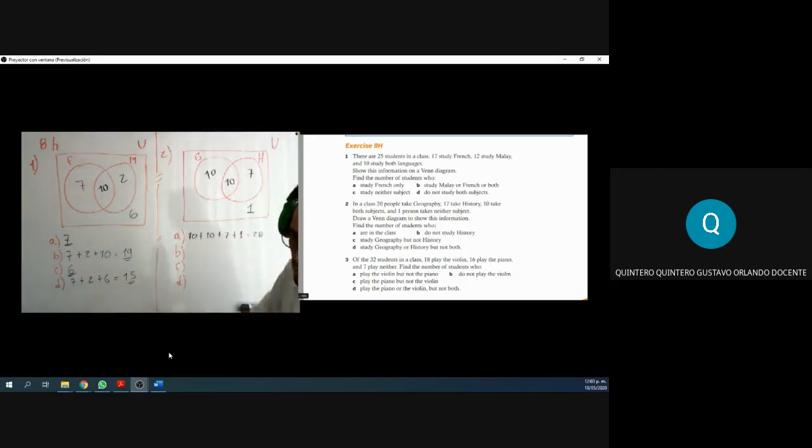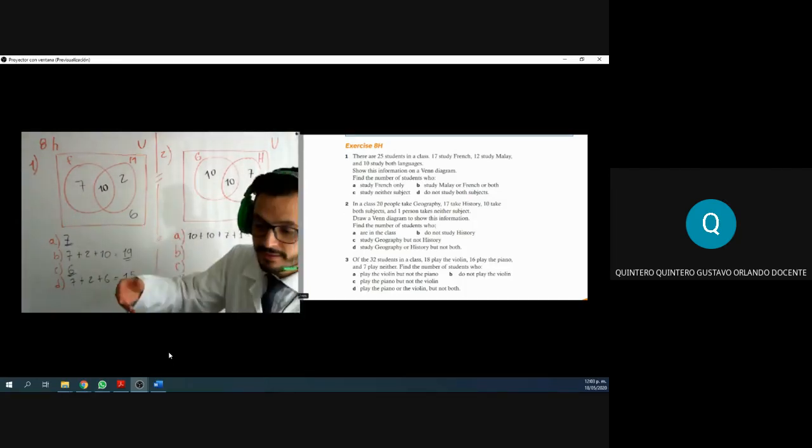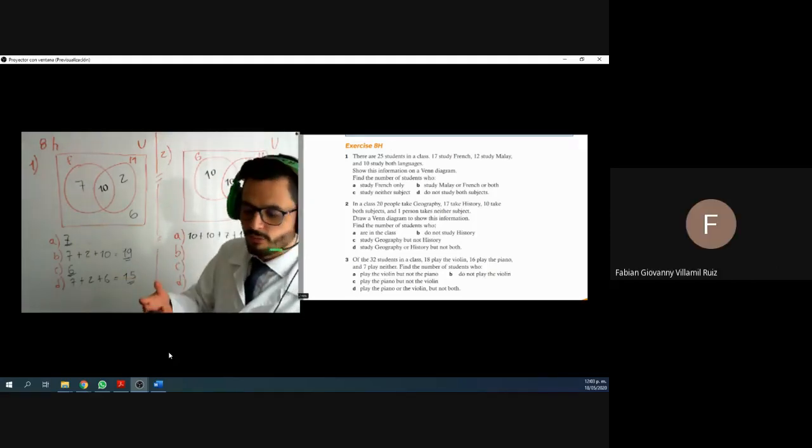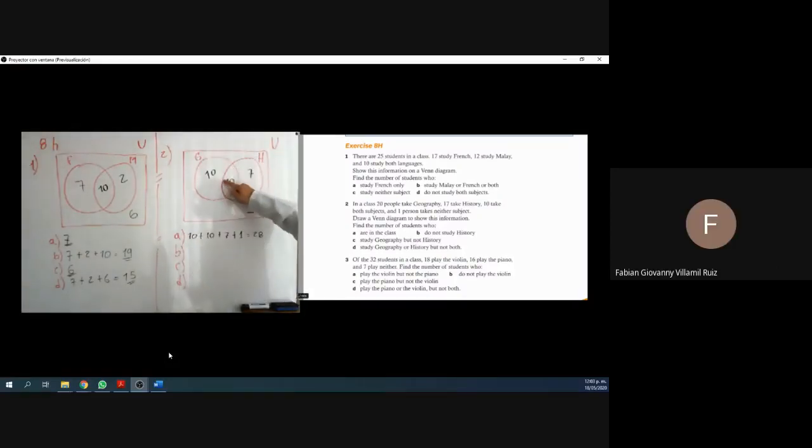Beautiful stuff. Question B. Find the number of students who do not study history. Remember, do not would be a wording for the complement. So we are looking at the complement of history. This is the circle of history. We just count the ones outside.